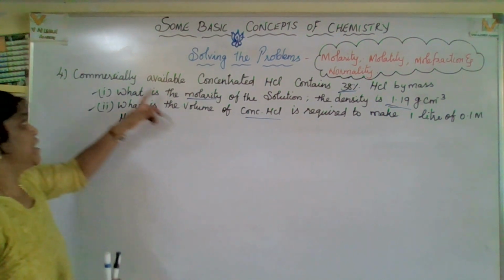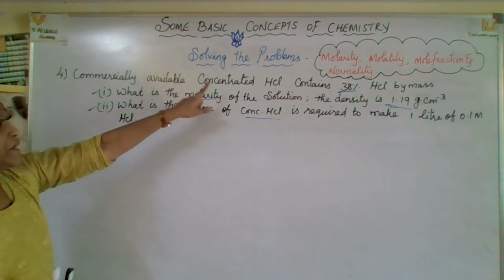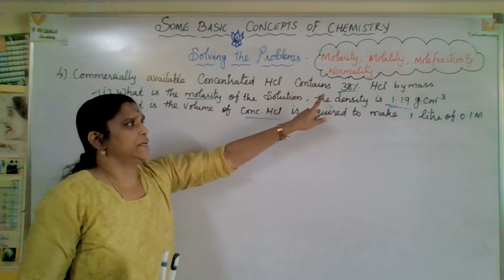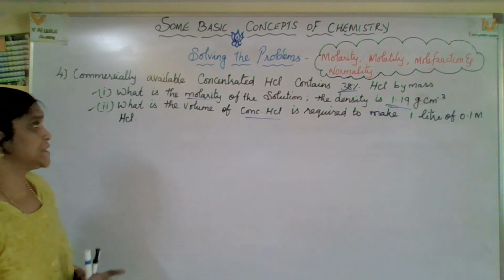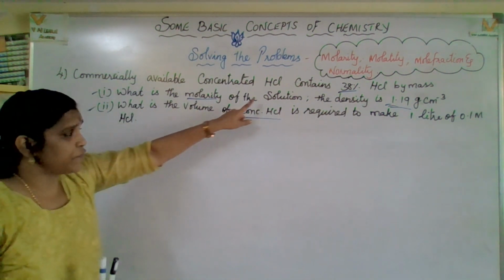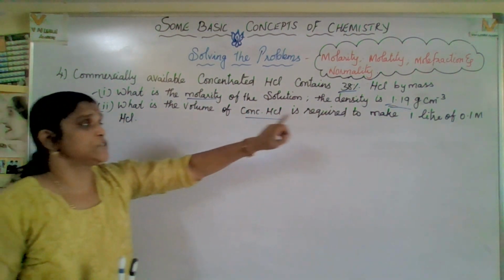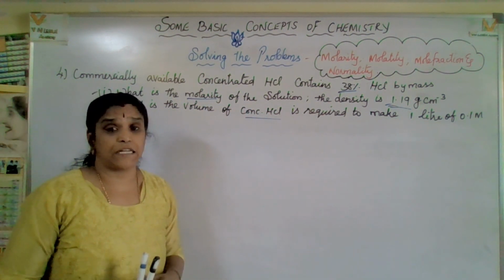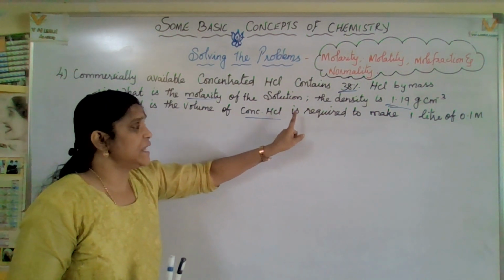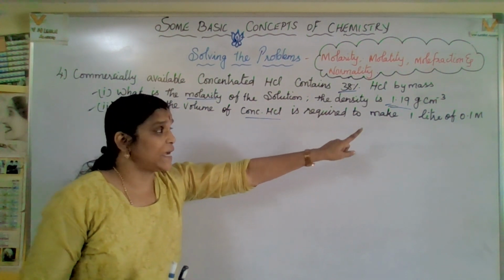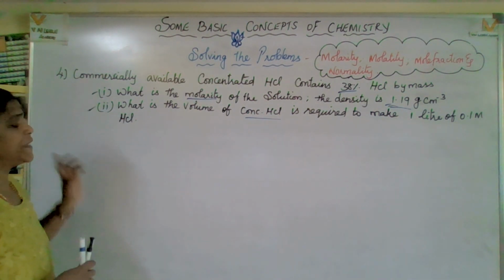The next question: commercially available concentrated HCl contains 38 percentage of HCl by mass. What is the molarity of the solution? The density is 1.19 g cm^-3. What is the volume of concentrated HCl required to make 1 liter of 0.1 M HCl?